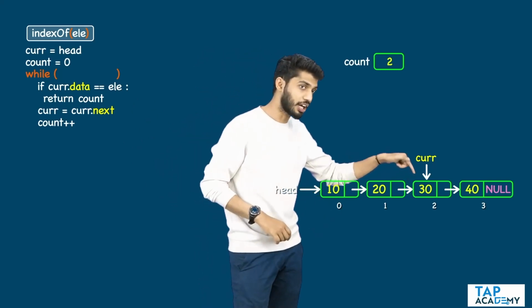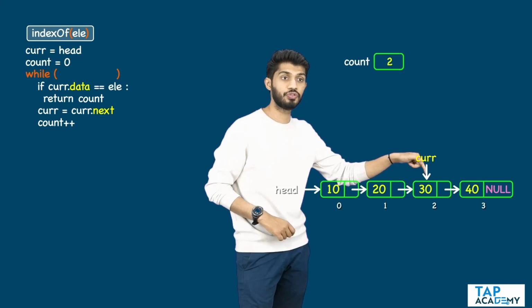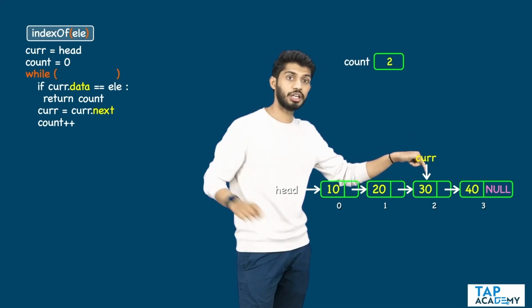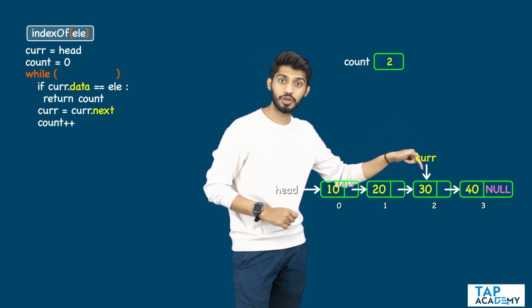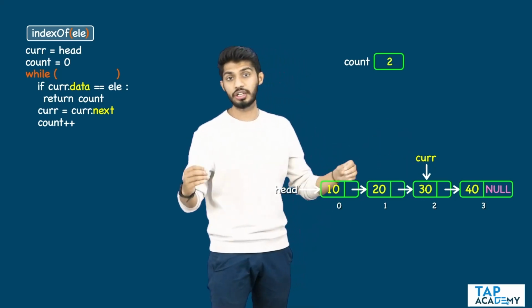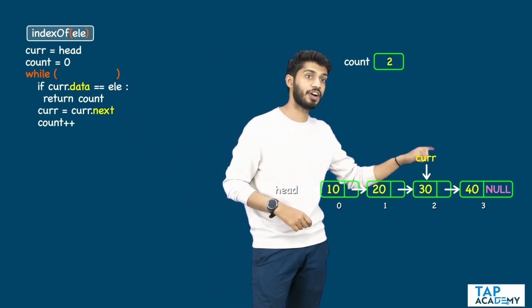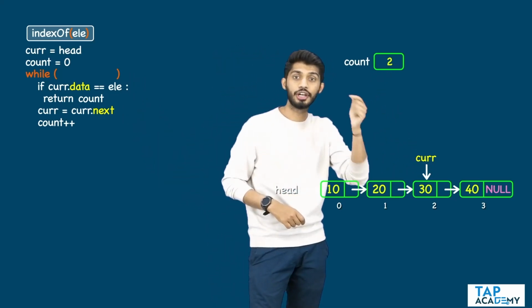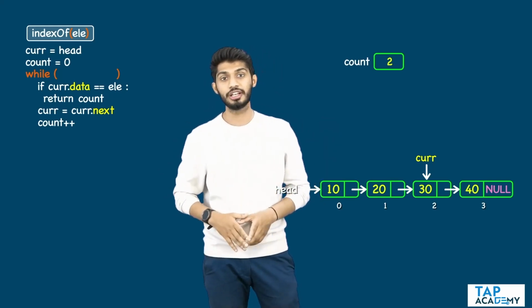So I will check whether current dot data, sorry, not current dot next, the current dot data, is equal to the element that I am checking for. So current dot data is equal to 30 and the element I am checking for is also equal to 30. Since both are equal to 30, then what happens? The condition is true, it will come inside and return count. So in my count what do I have? I have 2. So since I have 2, it will return 2 and we have got the expected output. So I hope this is completely clear to you.